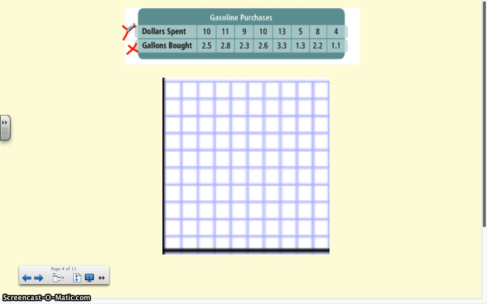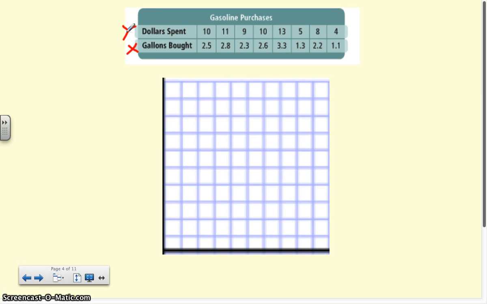Now I just need to plot these points. The difficult part with scatter plots is they're going to be ugly numbers. You're not going to get it 100% correct. You're going to make a rough estimate. And also, the bummer part is scaling. You don't know how to scale.